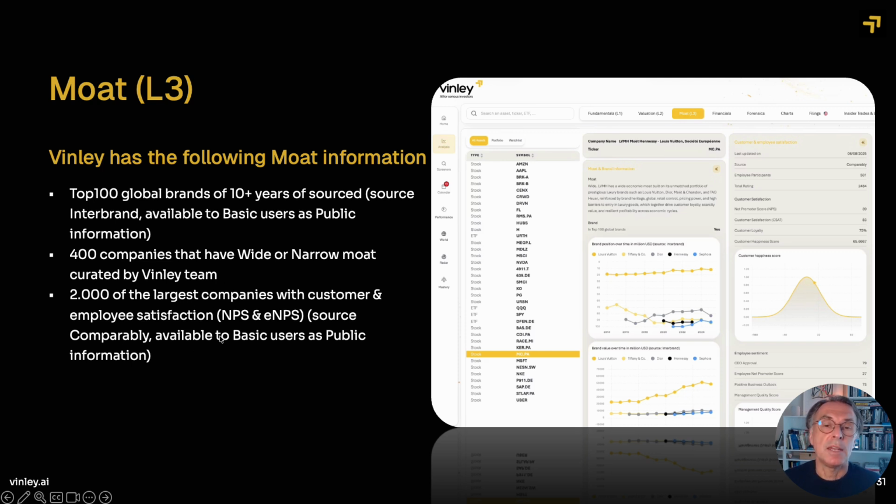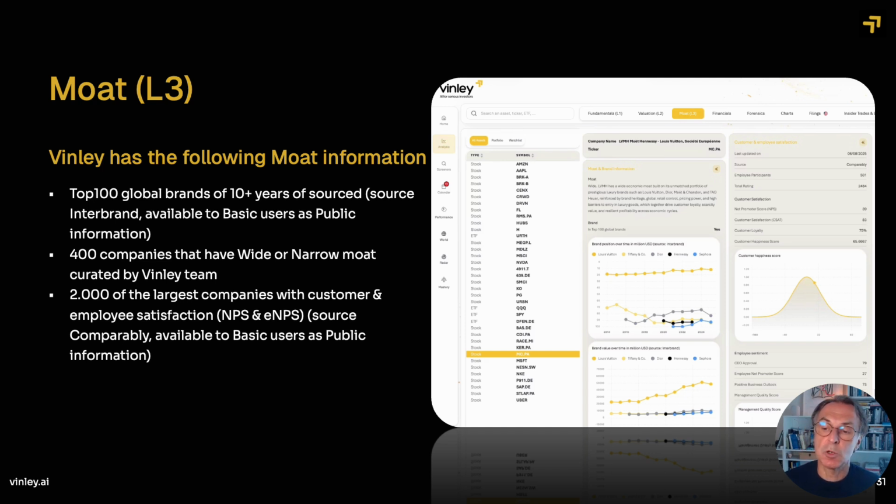We now have data for nearly 2,000 companies of the 38,000. It's just 5%, but those are the largest companies in the world where we were actually able to get data from Comparably, which is publicly available data that we are just aggregating. And this is available for any user, so you don't need a paid subscription in Vinley to have access to this information. You're going to have access to customer and employee satisfaction information, what we call the Net Promoter Score and the Employee Net Promoter Score.